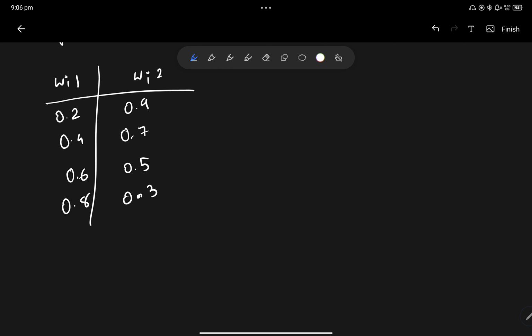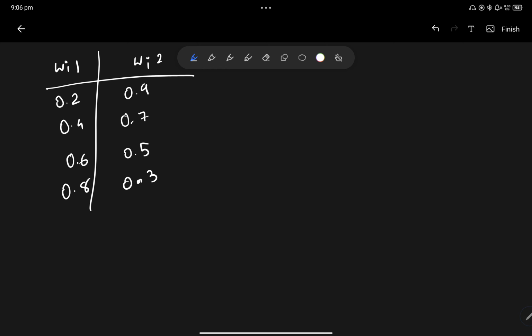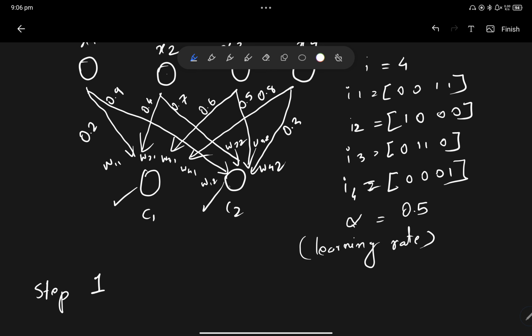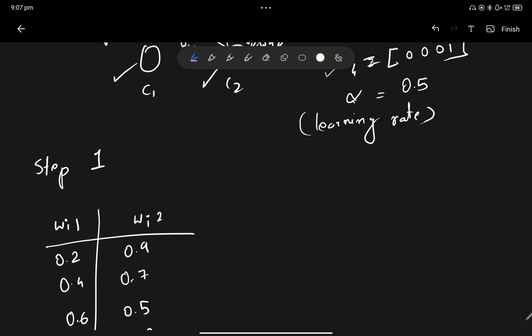Now our task is to calculate the Euclidean distance with each instance. We have different instances here: instance 1, instance 2, instance 3 and instance 4. These are the 4 inputs. This is the first input, this is the second, this is the third, and this is the fourth. That is what we call instances or inputs here.